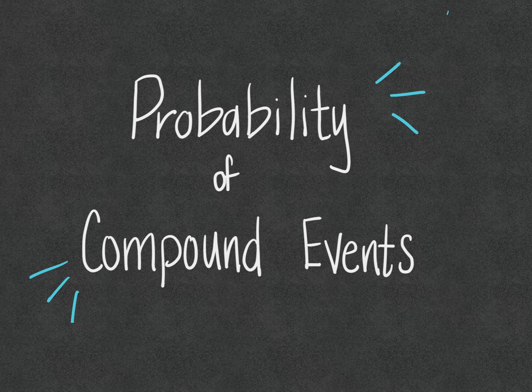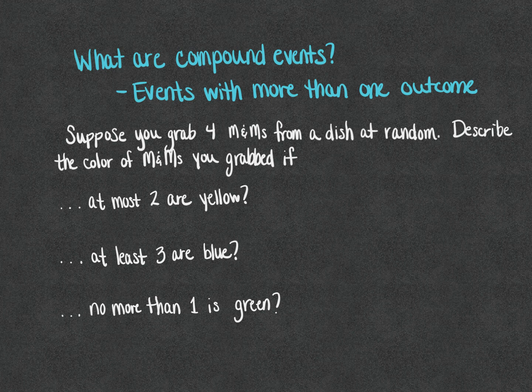This video is going to discuss how we calculate the probability of compound events. So, what is a compound event? Well, compound events are events with more than one outcome. Some compound events are based on a bunch of simple events. We have done some of those.